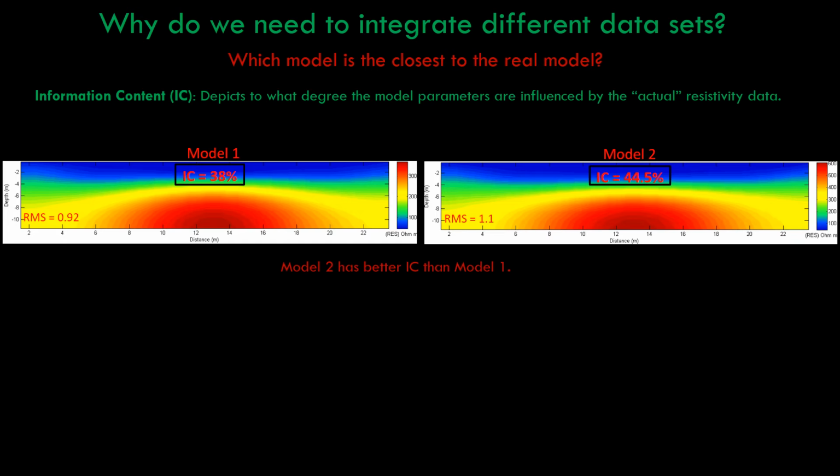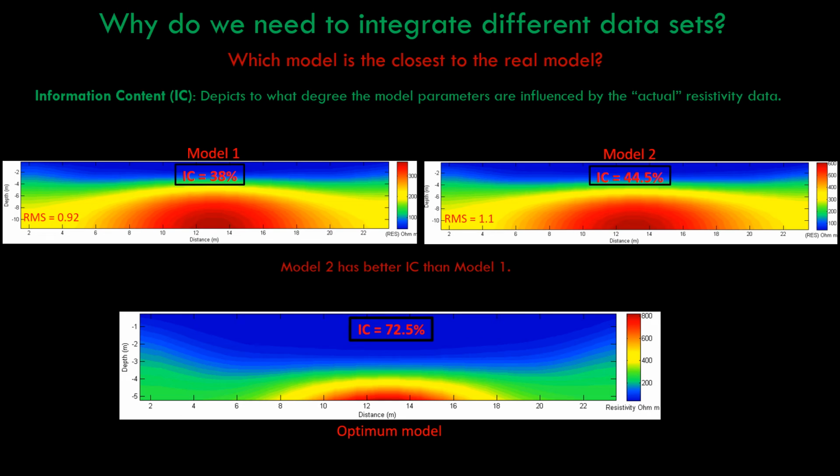As a final processing step, we re-inverted the data set, assuming Model 2 settings, and using a grid that is 5 meters deep. The obtained optimum model has much higher information content value than Model 2. Will data integration improve the model information content? We will address this question in the following example.